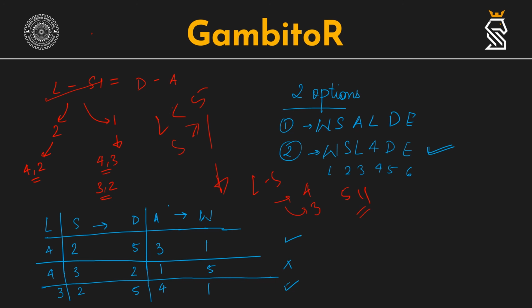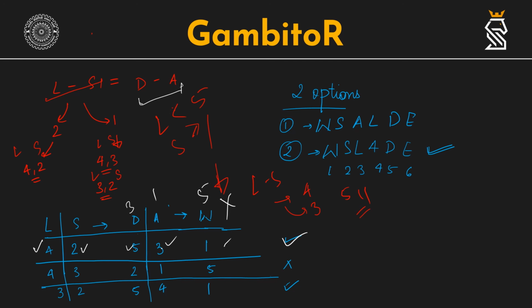So for L minus S to be 2, the case is L being 4 and S being 2. For L minus S to be 1, there are 2 cases, L being 4, S being 3, L being 3, S being 2. Now let's look at the 3 cases. Now L being 4 and S being 2. For D minus A to be 2, there is only one possible case, it's 5 and 3. The other case is 3 and 1, but that's not possible because W will be 5 and that's not possible because A is greater than W. So 5, 3, 1. That's the only possible case.